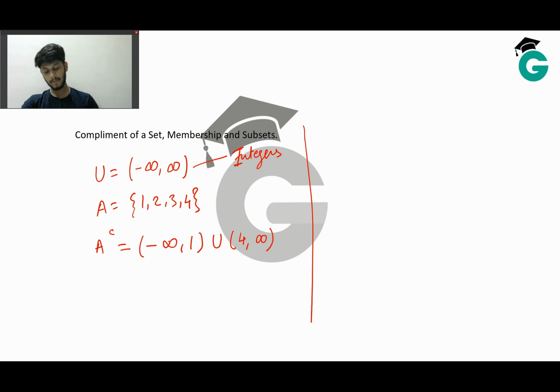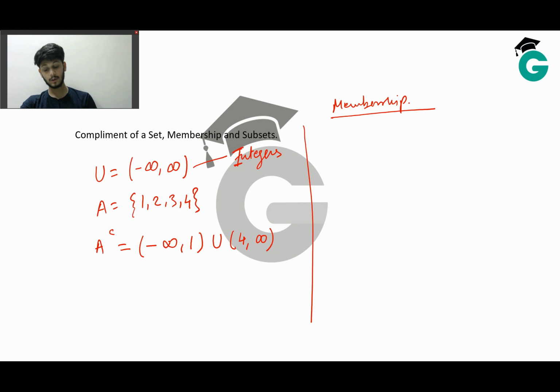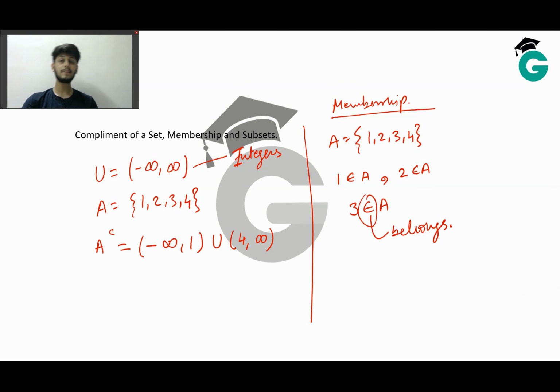And about membership. Remember we had an example A is equal to 1, 2, 3, 4. So we say that 1 belongs to A, or 2 belongs to A, or 3 belongs to A. This sign means belongs to, which tells you that 3 is a member of A.